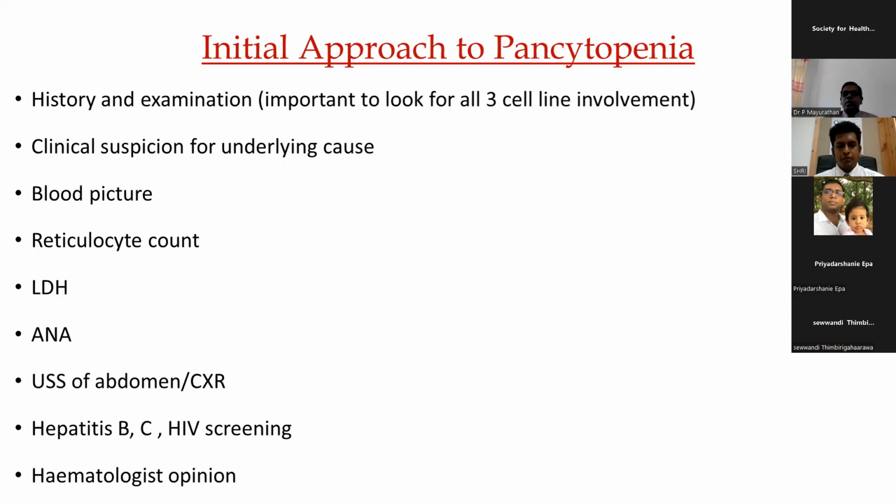Because sometimes the hemoglobin may be 10. You will think it is simple mild anemia, but they can have a hematological malignancy. You have to see it as a whole patient, not the numbers, when you suspect malignancy.